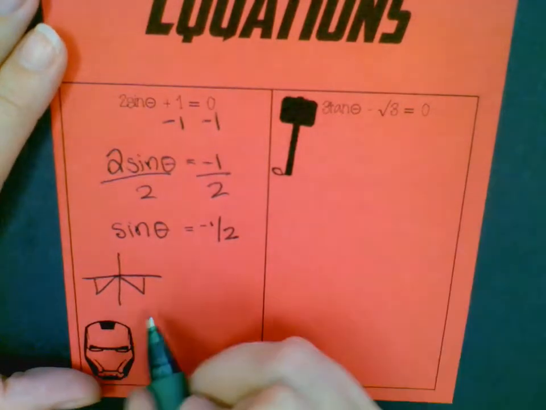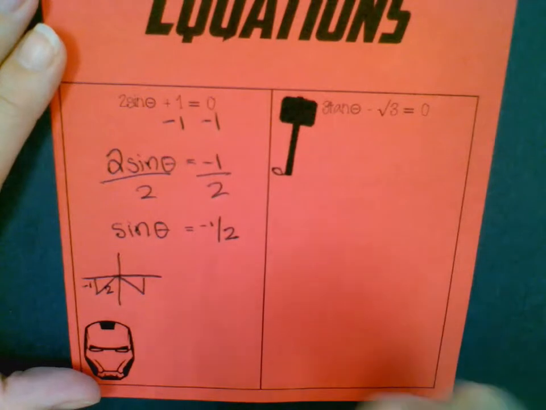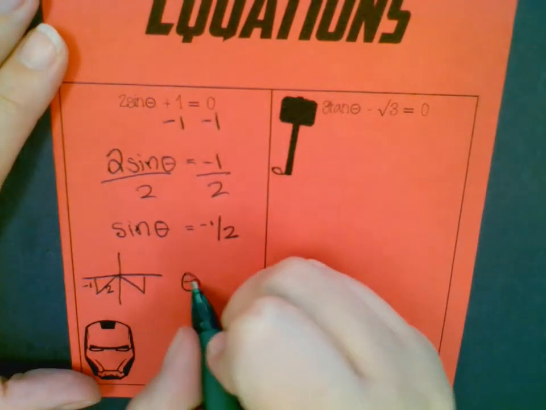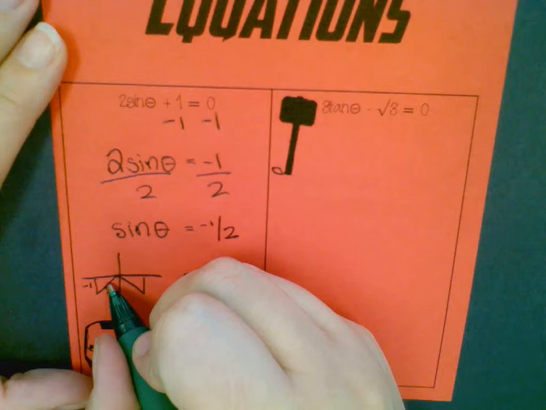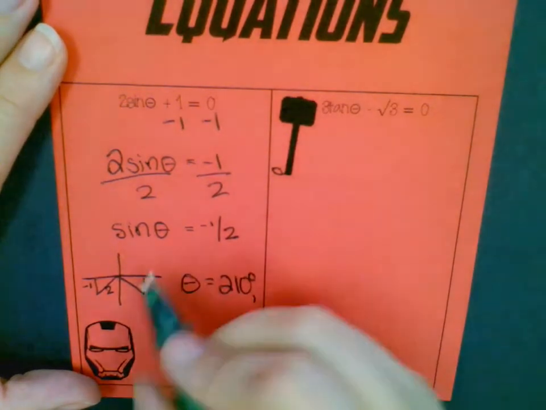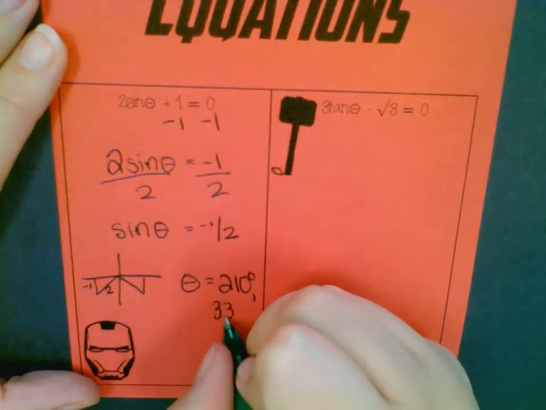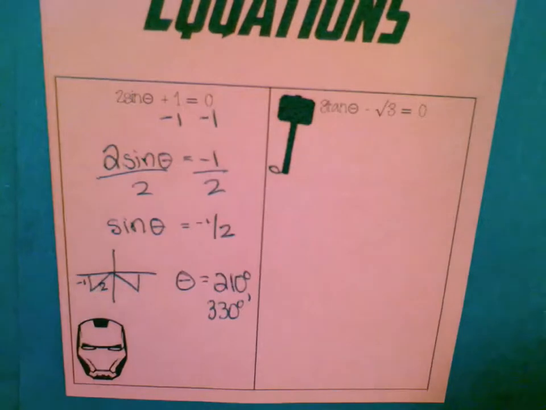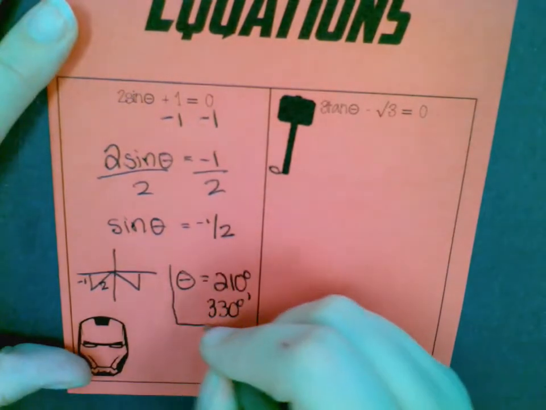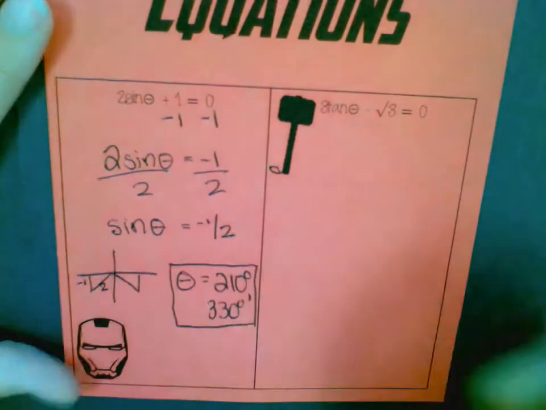If we draw our triangle, we can see that our reference angle is 30. To get into quadrant 3 with a reference angle of 30, we would have 210 degrees. And then to get into quadrant 4 with a reference angle of 30, we would have 330 degrees. And that's it. So we solved our equation for theta. We found the two values that are going to make that equation true.